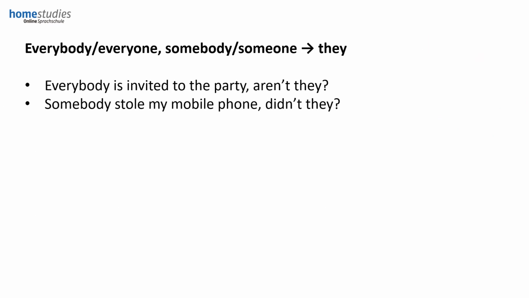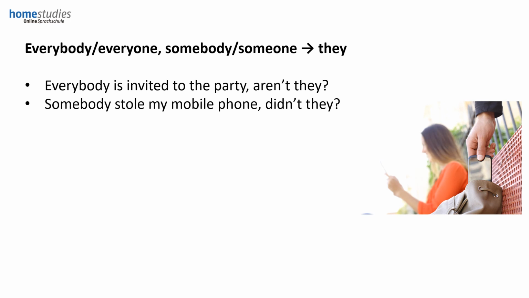And finally, everybody or everyone and somebody or someone. We use they in the question tag at the end. So for example, everybody is invited to the party, aren't they? Okay, so we've got positive statement, negative question tag, and they is at the end of the question tag. And another example, somebody stole my mobile phone, didn't they? Somebody stole my mobile phone, positive statement, didn't they? Negative question tag, and they is at the end.